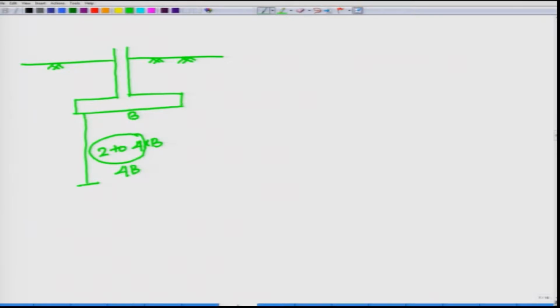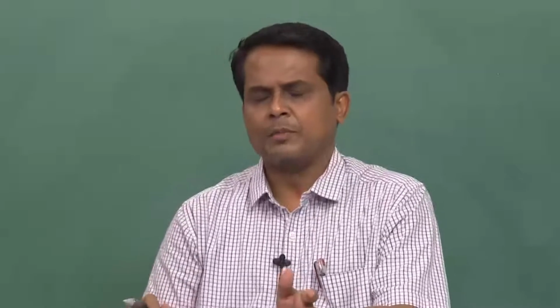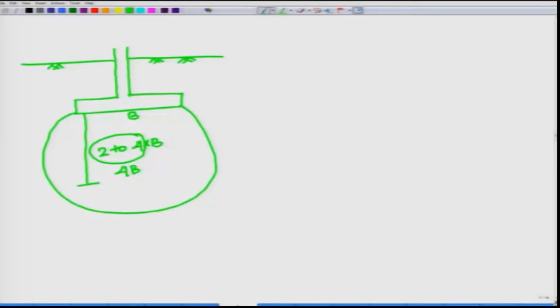Why is it 2 to 4 times B? Because within this 4 times B there is an influence zone, a bulb shape influence zone, from the soil mechanics part, particularly Boussinesq's equations, you know it. So generally the range is 2 to 4 times, or generally it will be 4 times. Because of this pressure intensity, beyond 4 times there is no effect. If I go by borehole beyond 4 times, it will be ineffective.